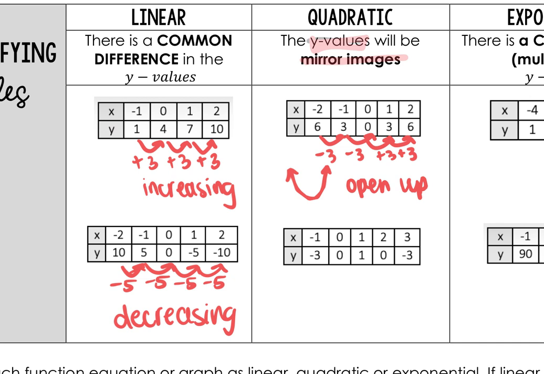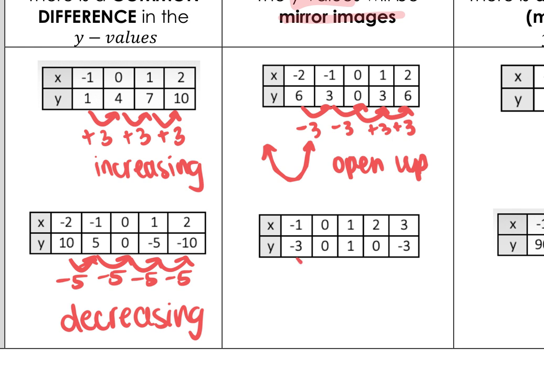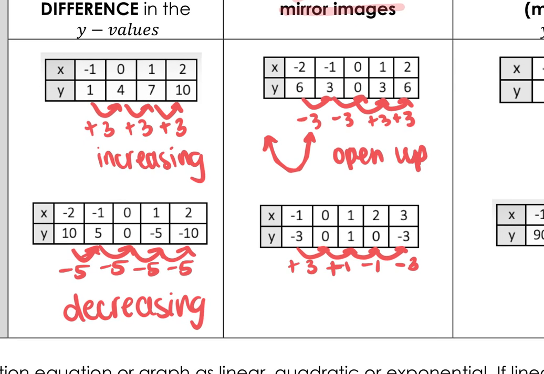Then if I look back here, in the second example, we have -3 to 0, 0 to 1, but then back down to 0 and back down to -3. So from -3 to 0, we went up 3 and then up 1. But then from 1 to 0, we went down 1. And then from 0 to -3, we went down 3. So this time, we were going up, up, and then down, down. So if we go up, up, and then down, down, well, that's the shape of graph that we have. Therefore, we know that that quadratic is going to open down.